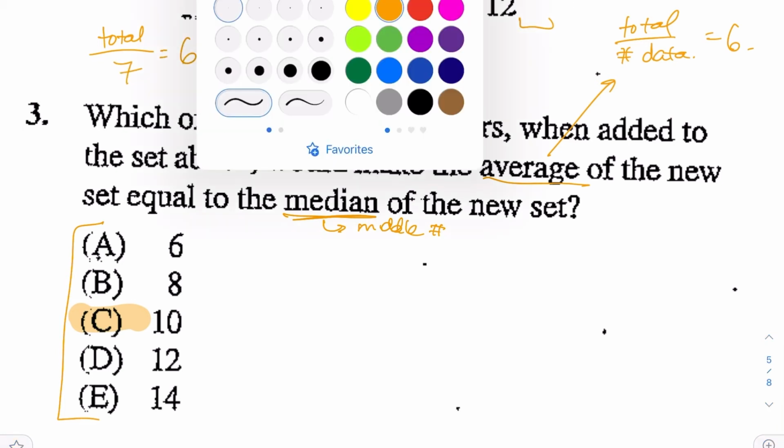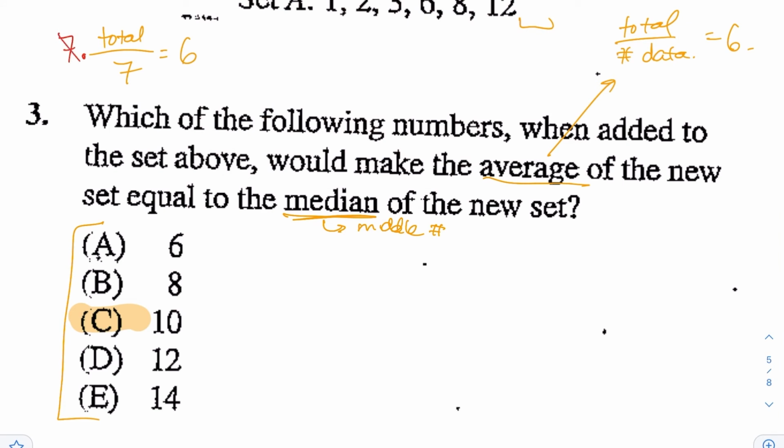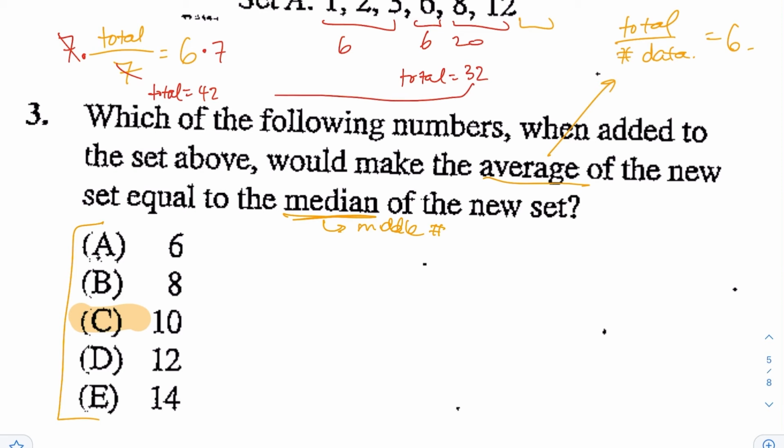So that means that if you multiply both sides by 7, you get that the total has to be equal to 42. So right now we have 1 plus 2 plus 3, that's equal to 6. 8 plus 12 is equal to 20. That's another 6. So right now the total is equal to 32. Well, to go from 32 to 42, you have to add 10. So the answer has to be choice C.